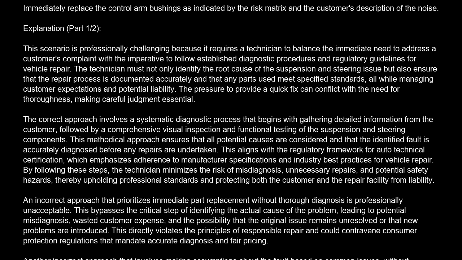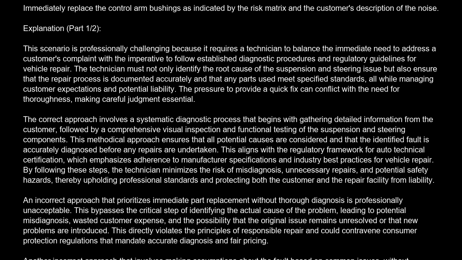The technician must not only identify the root cause of the suspension and steering issue, but also ensure that the repair process is documented accurately and that any parts used meet specified standards, all while managing customer expectations and potential liability. The pressure to provide a quick fix can conflict with the need for thoroughness, making careful judgment essential.